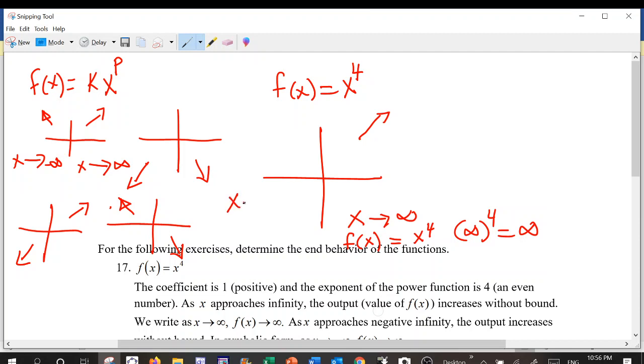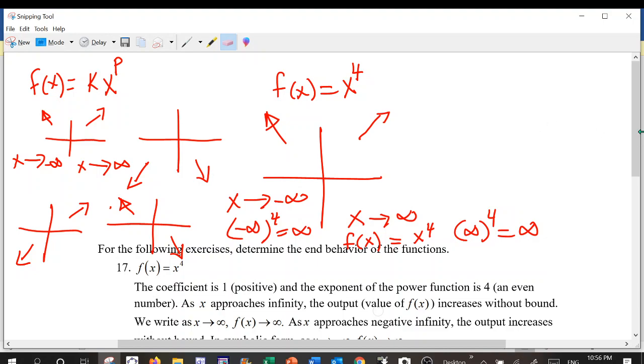So what about when x goes to negative infinity? Well, we substitute negative infinity for x, and since the power is even, negative to the fourth power is positive, and infinity to the fourth is just infinity. So still the same way. So this function behaves like this at the ends. All right, and that's number 17.